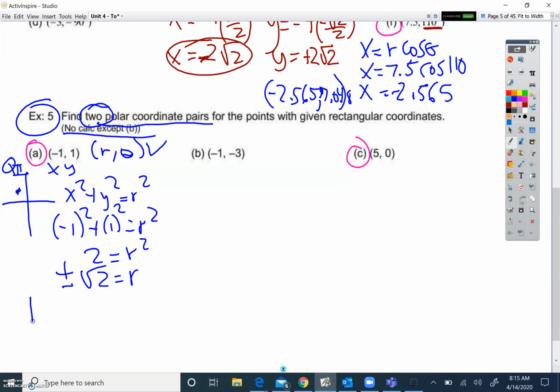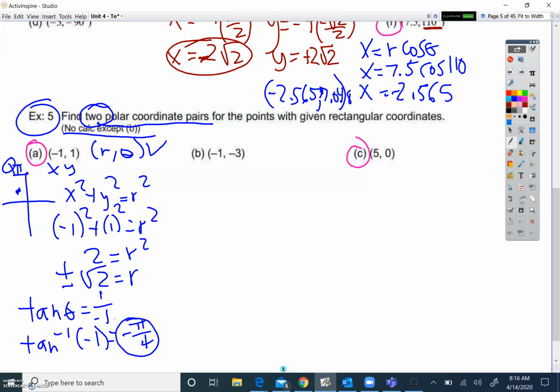I'm going to do tan theta equals y over x. So it's going to be 1 over negative 1. If I want the angle, I'm going to do inverse tan of negative 1, which is going to give me negative pi over 4. Remember, tan is negative from negative pi over 2 to pi over 2. So our calculator is going to give us an angle within that domain.